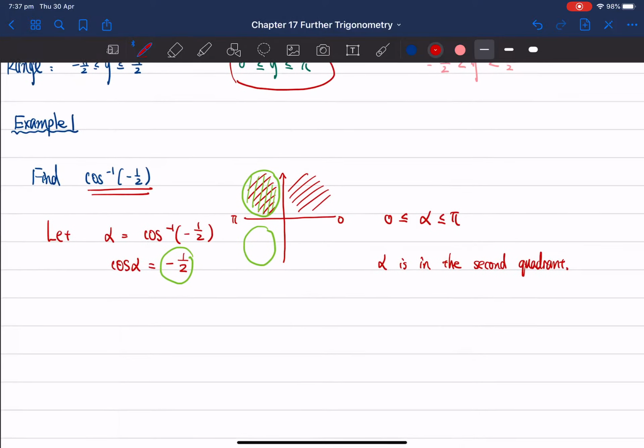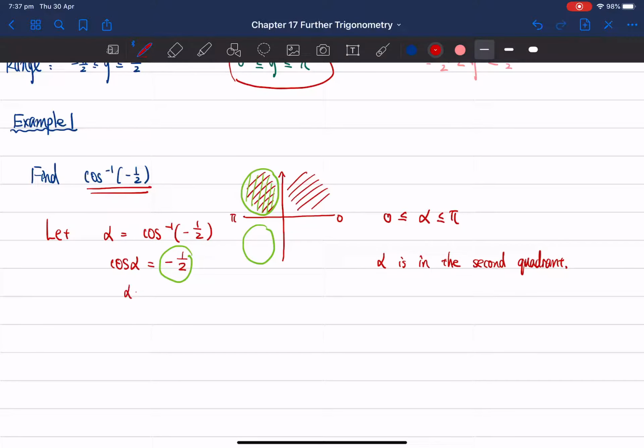Once you know alpha is in the second quadrant, then the work is really easy to do now. What is cosine alpha equals to half? If cosine alpha equals to half, what's alpha equals to? Well, that's 60 degrees, or this time, pi on 3.